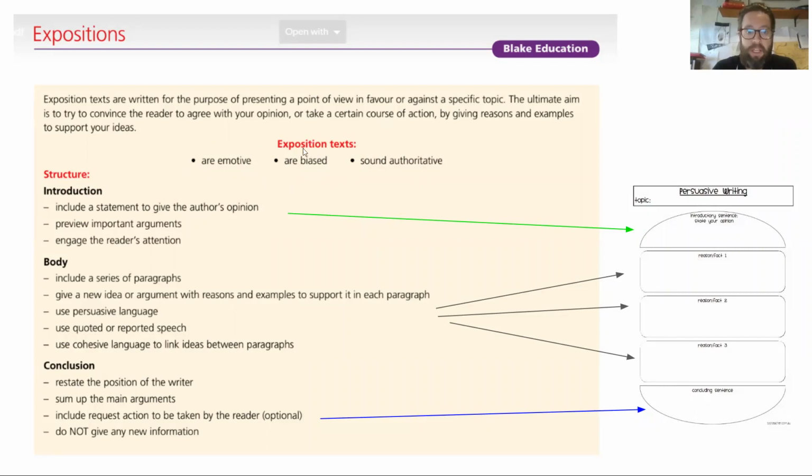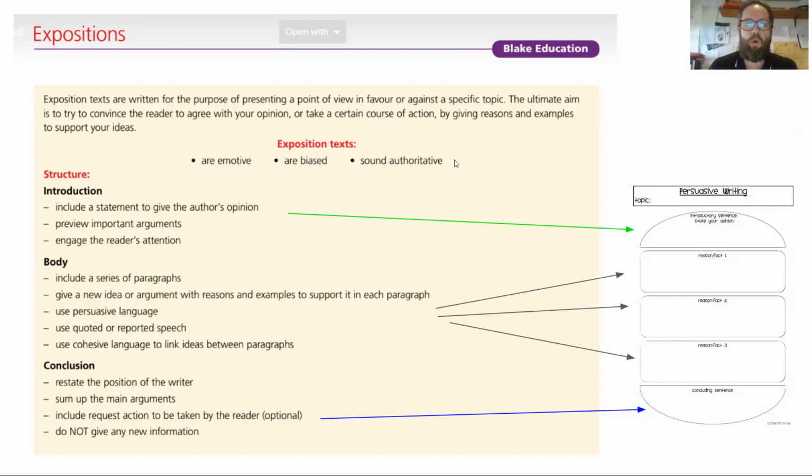They're biased. That word there, you've probably heard it a lot, but biased means you take one side. You're arguing for one reason, okay, for one argument. You're not trying to be fair. You're not trying to be balanced in this situation. You are actually choosing a side and you are arguing for that side.